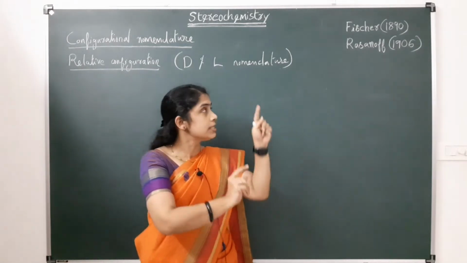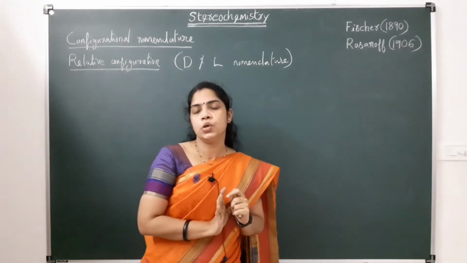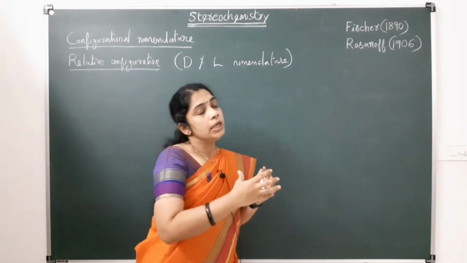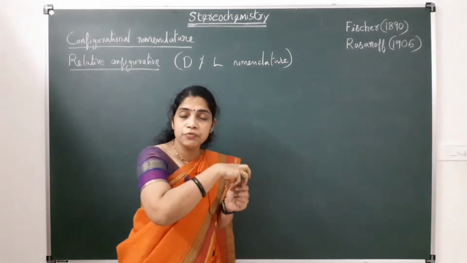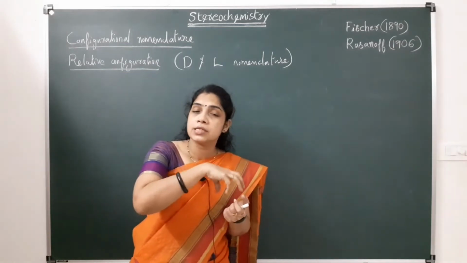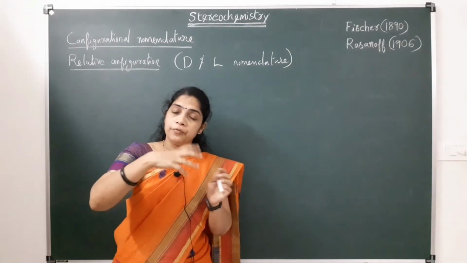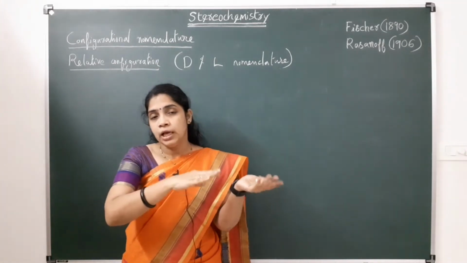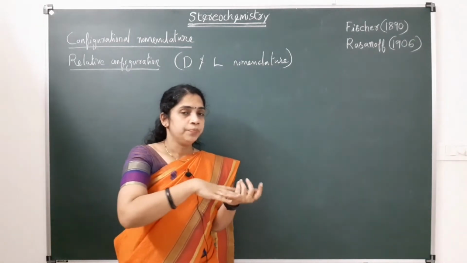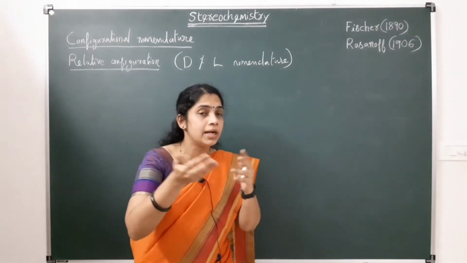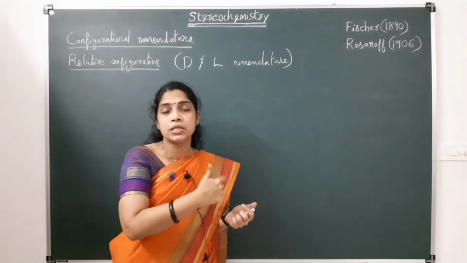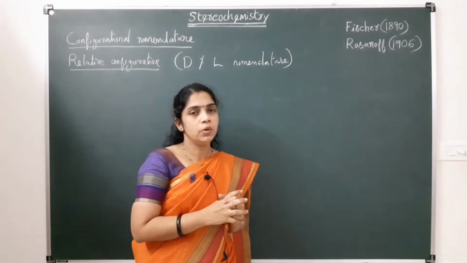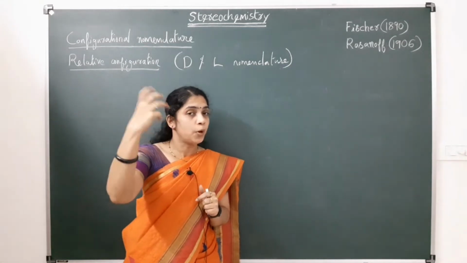He arbitrarily gave this D configuration to plus glucose molecule. And he proposed that any molecule that can be synthesized from this glucose, or any molecule that can be converted into this glucose, that is, if any chemical transformations are possible with this plus glucose, then all those molecules belong to this D family. That is what he proposed.